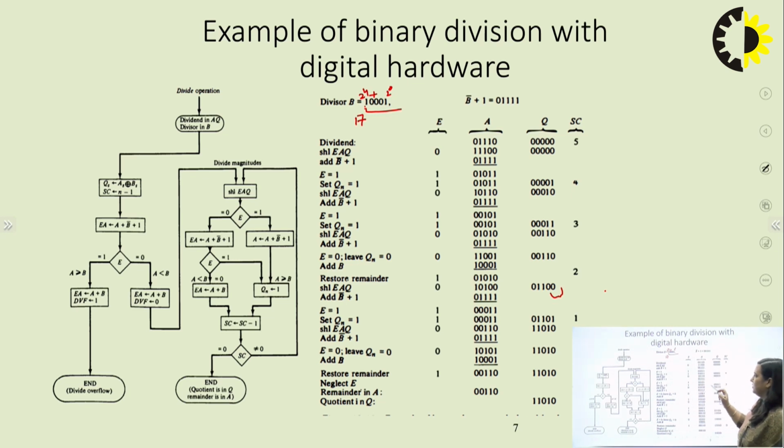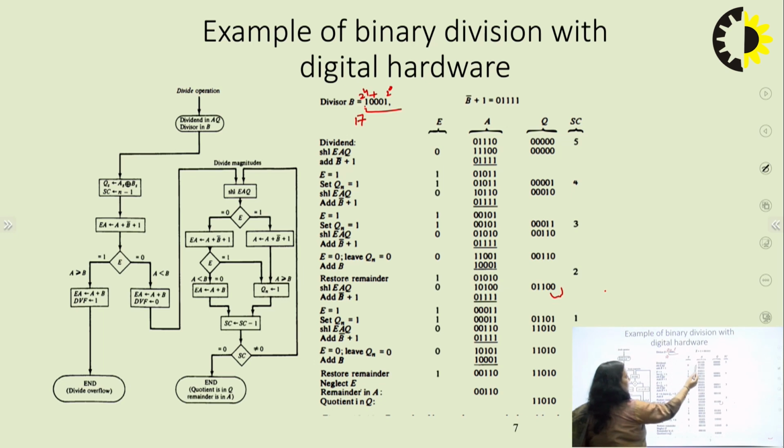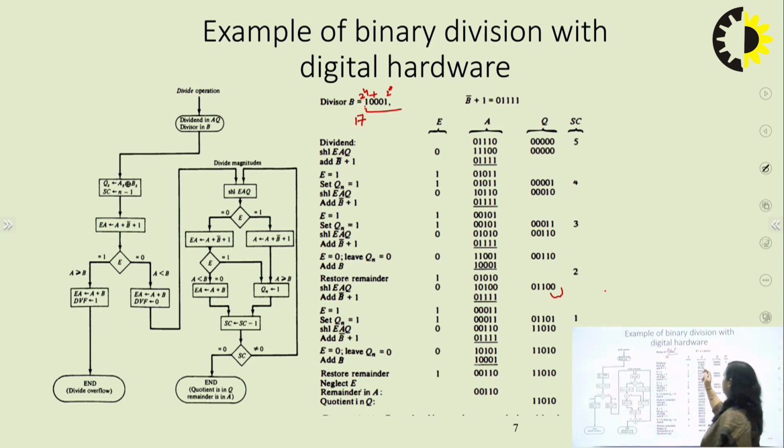So the first task is we will store the dividend in A register and Q register, and the divisor in B register. Now this is B register. We have to use the 2's complement again and again, so we will calculate it here in the initial phase.